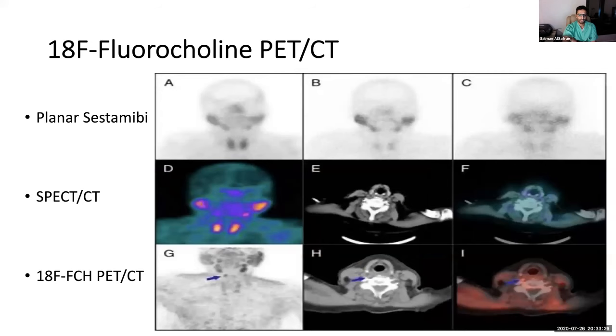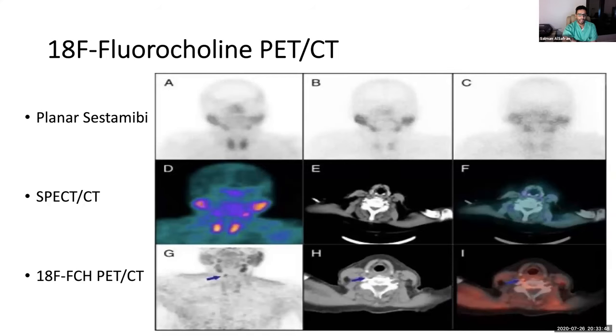So just to give you an overview of all the different modalities, you can see the planar sestamibi, the older version, the SPECT CT, and then the 18-fluorocholine. You can see the quality of the image and how you are able to localize the ectopic or the missing parathyroid adenoma.